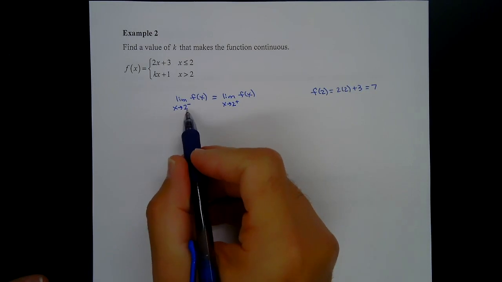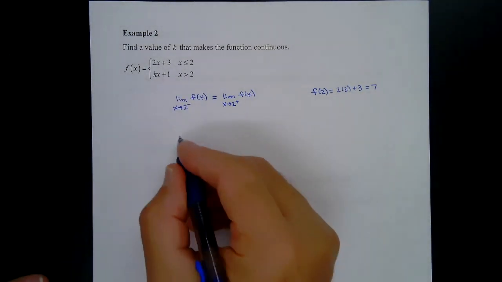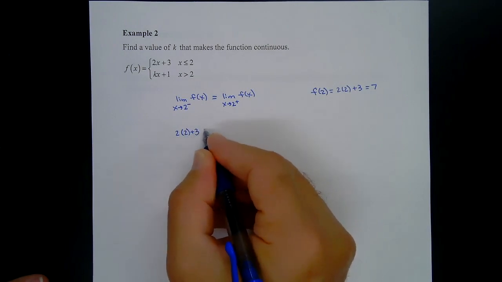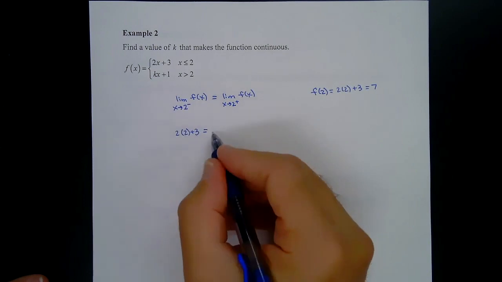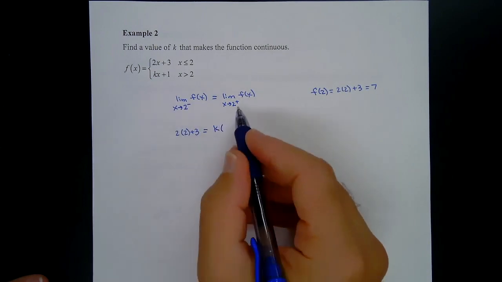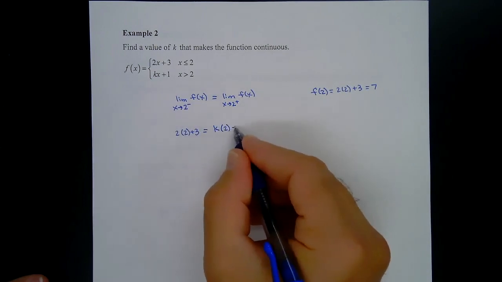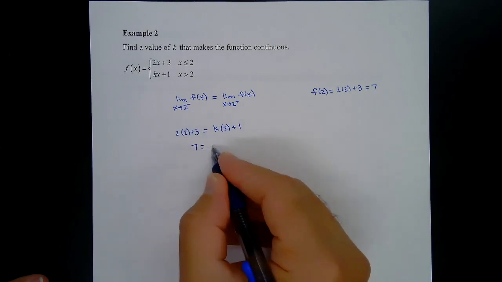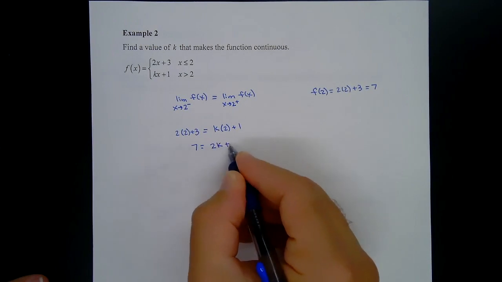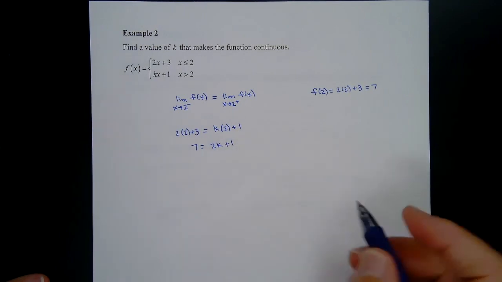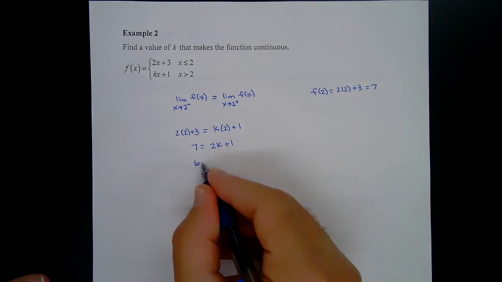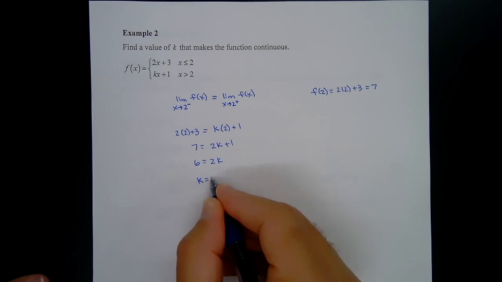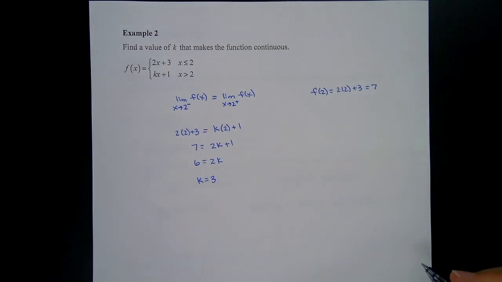So when we put 2 in from the left, that would be this one. So that'd be 2 times 2 plus 3, and that would have to equal k times my x value of 2, plus 1. So this would be 4 plus 3, which is 7, equal to 2k plus 1. And now I just need to solve it for k. So I'm going to subtract 1, and that would be 6 is equal to 2k. And then that would mean k would have to equal 3 for this to happen, okay?